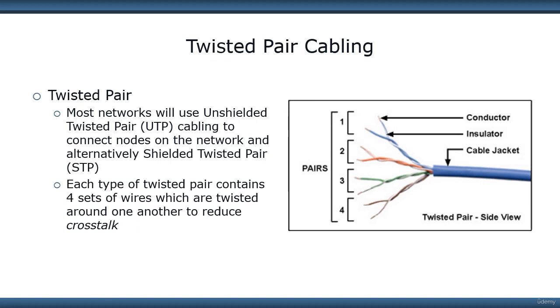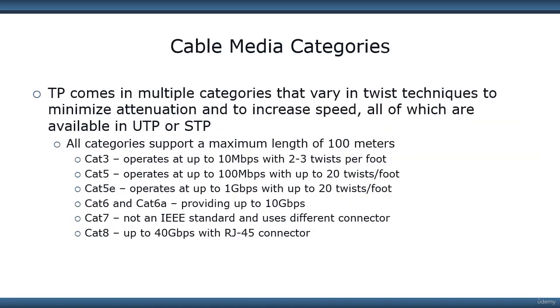Okay, the ends of those cables are placed into an RJ45 connector, and then we can connect that directly into a port on a switch or the back of a patch panel, or we can connect it directly to the computer itself. Twisted pair comes in multiple categories. They vary in twist techniques. The goal is to minimize attenuation, or the loss or degradation of the signal over time, as well as to increase speed, all of which are available in both UTP or STP.